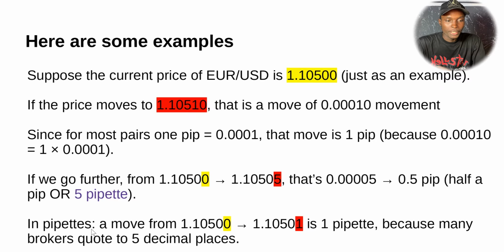Now, in pipettes, a move from 1.10500 to 1.10501 is 1 pipette, because many brokers quote it to 5 decimal places. That's just how it works. All right, so the pipette is quoted to 5 decimal places. You have to always know how to count this and how to recognize this whenever you see this anywhere.